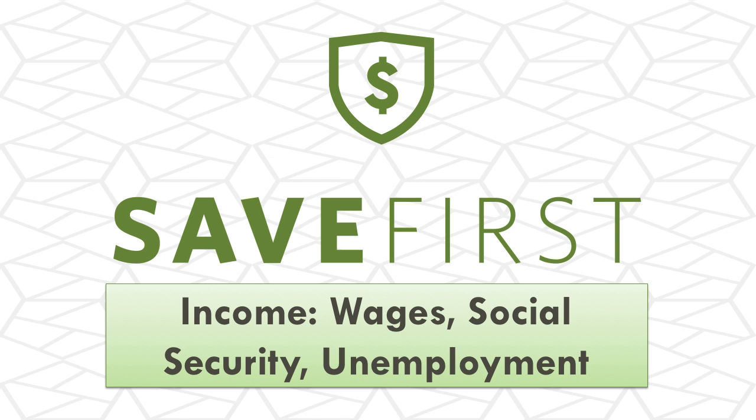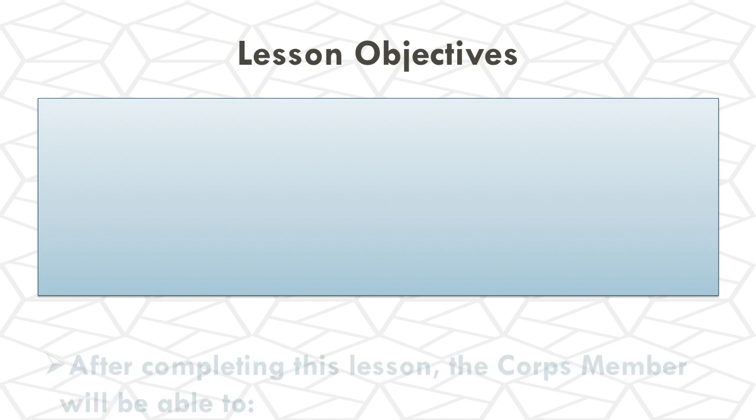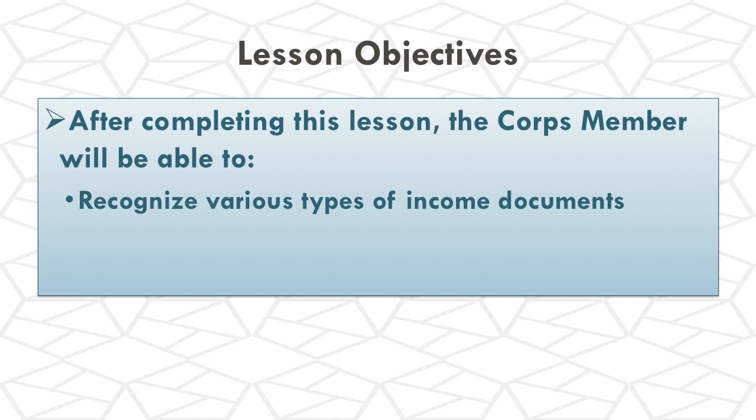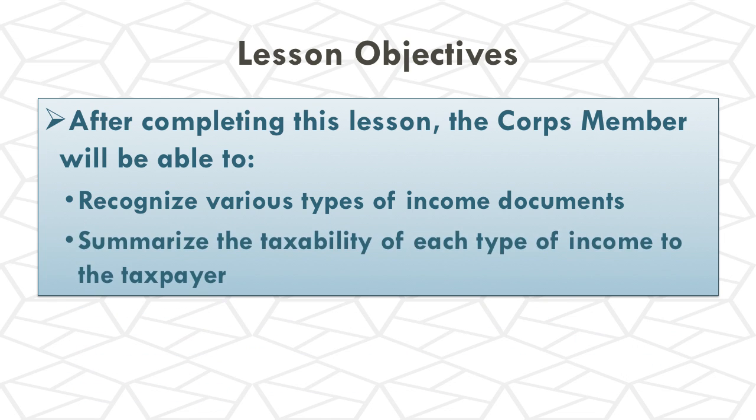In this lesson, we will discuss income. Specifically, we'll talk about wages, we'll talk about Social Security benefits, and we'll talk about unemployment benefits. The objectives for this lesson, and also the next couple of lessons, will be to recognize various types of income documents and summarize the taxability of each type of income to the taxpayer.